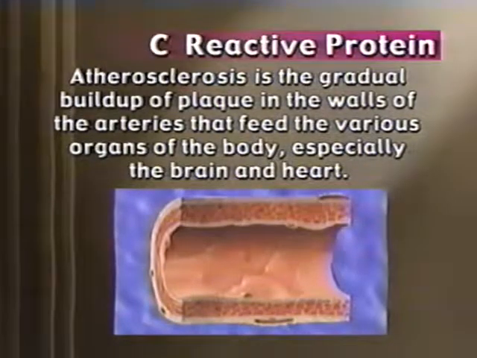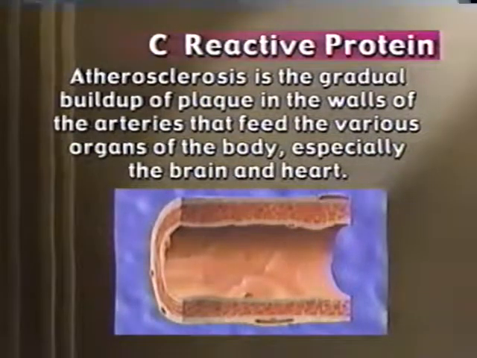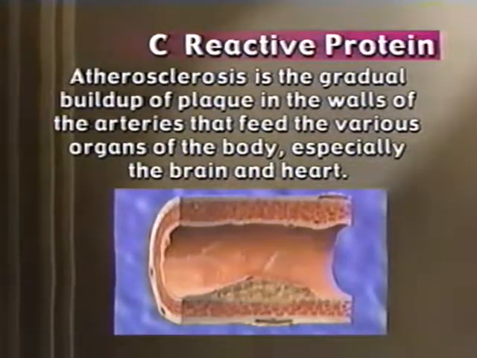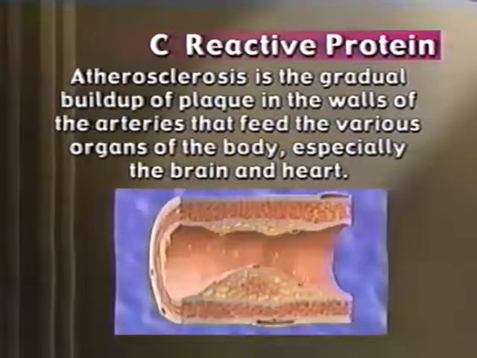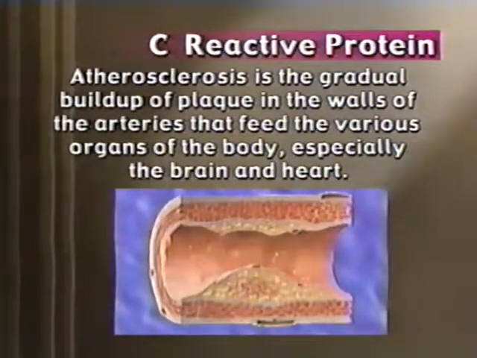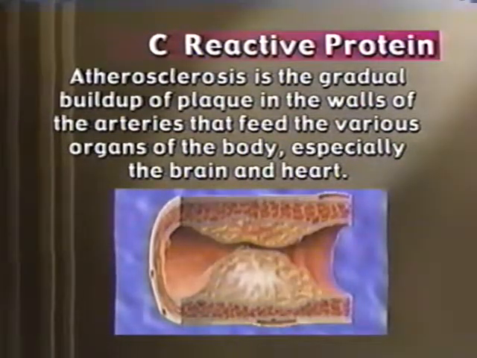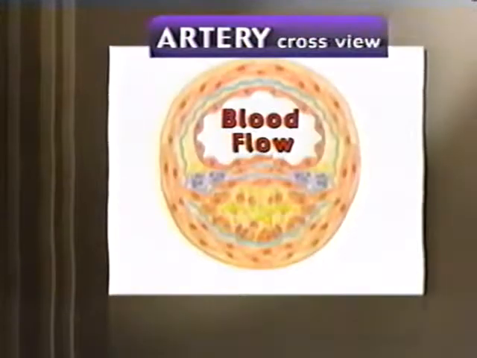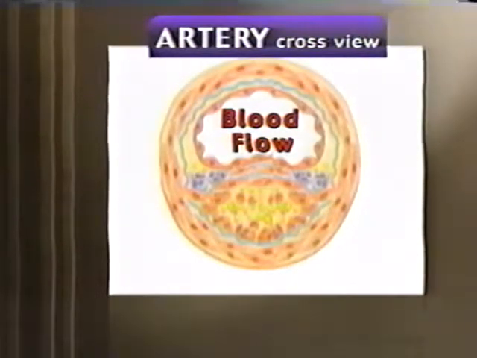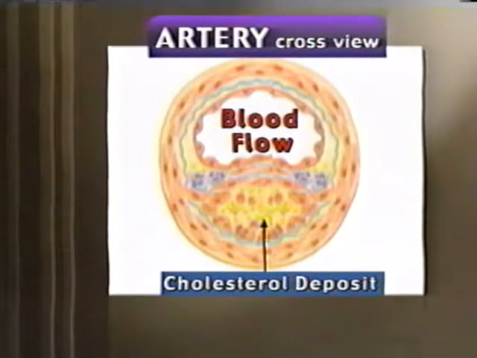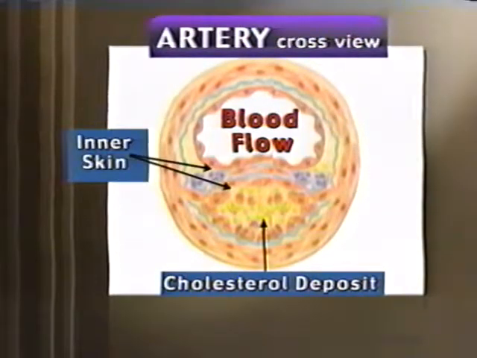Atherosclerosis is a gradual buildup of plaque in the walls of the arteries that feed the various organs of the body, especially the brain and heart. When the plaques become large enough, they can decrease the amount of blood flow to the various parts of the body. The first step in plaque formation is when cholesterol is added to the wall of the artery just beneath the inner skin of the artery.